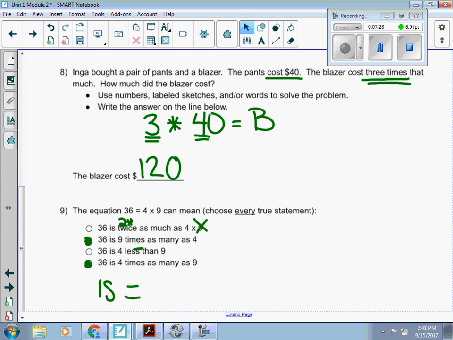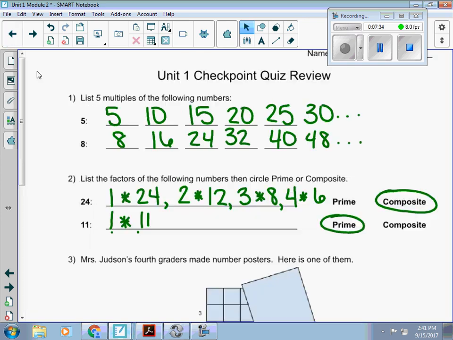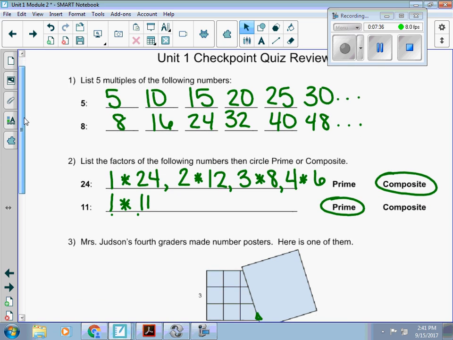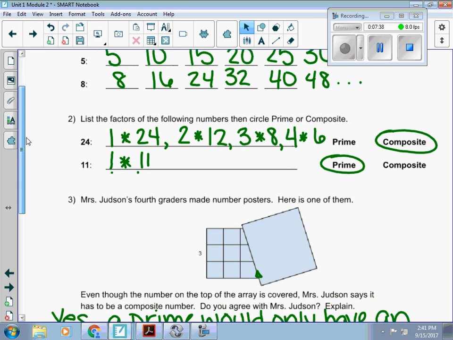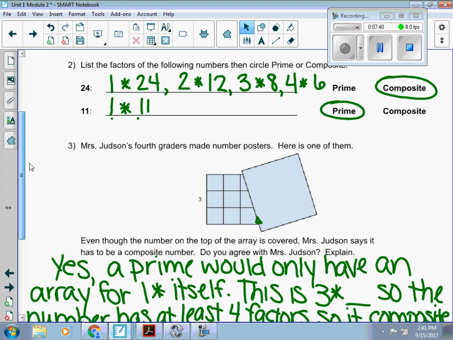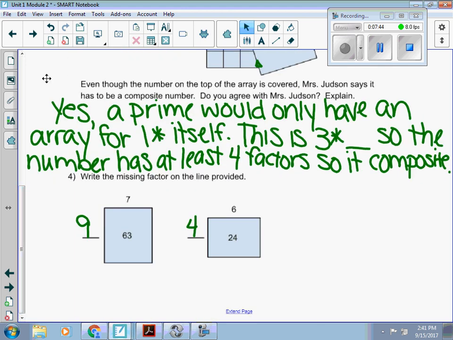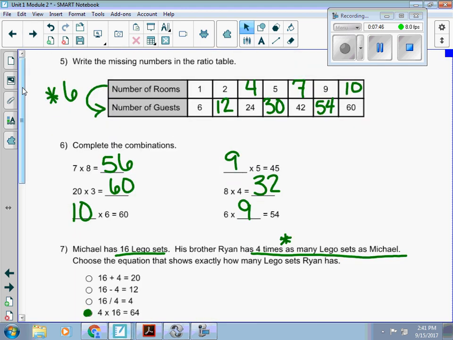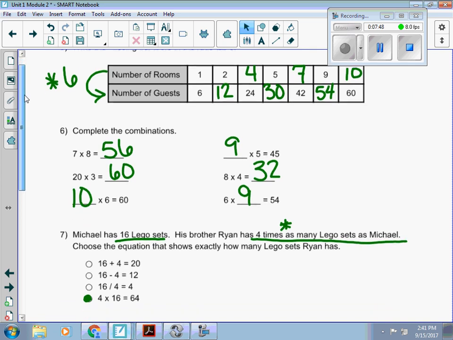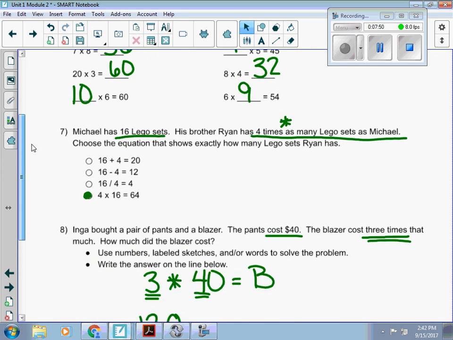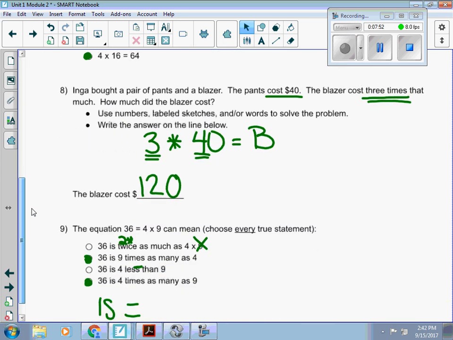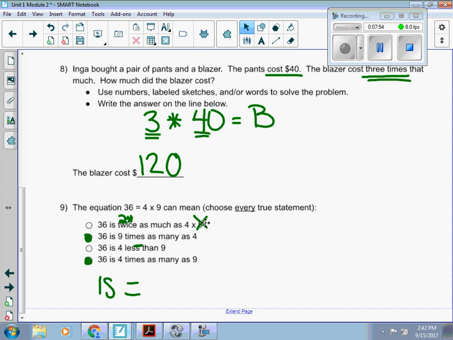So that is the review sheet for our quiz. I'm going to go back through for those who are just checking their answers from the beginning. And the back. And that's our review for our quiz.